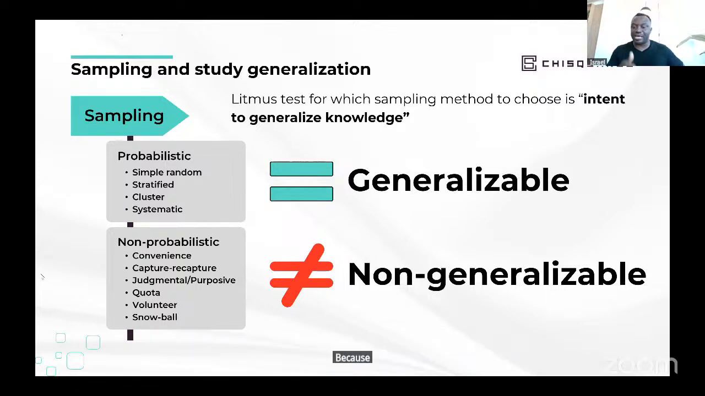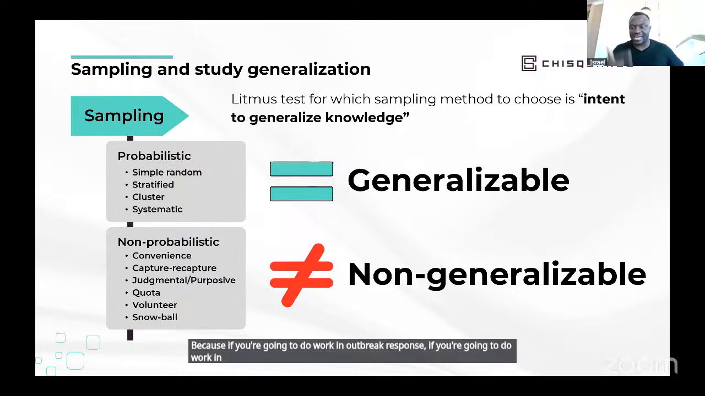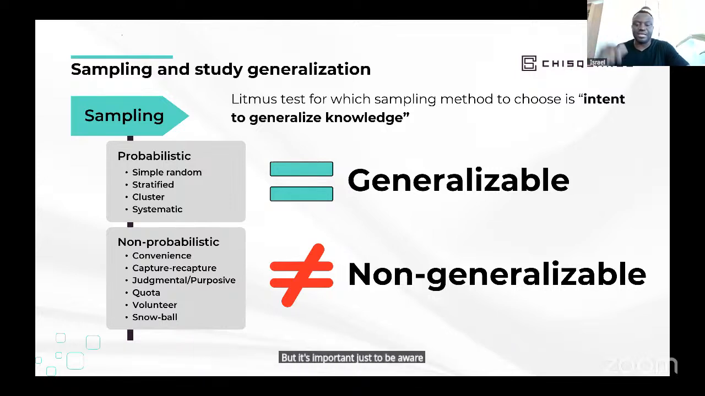Because if you're going to do work in outbreak response, if you're going to do work in signal detection, you need to have strong expertise in capture-recapture. So we'll table that as a separate webinar, but it's important just to be aware of it from a very high level, that it is a non-probability sampling technique.